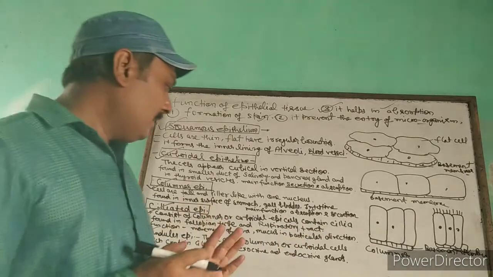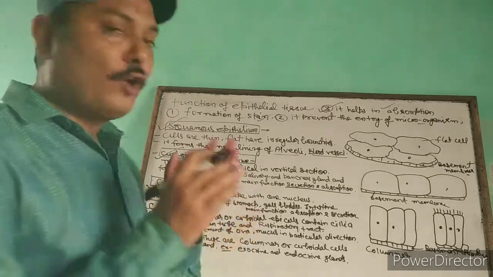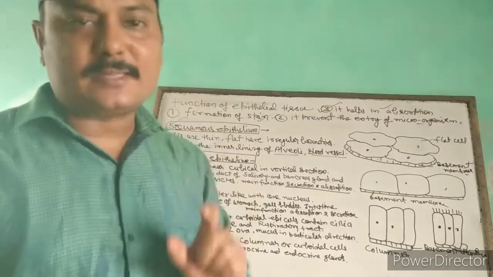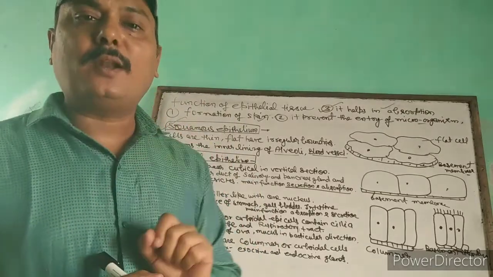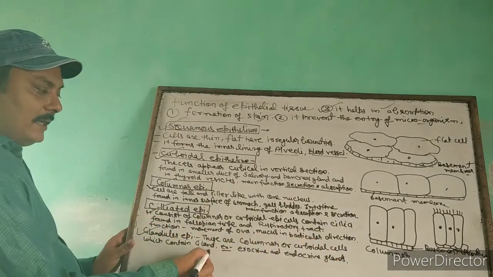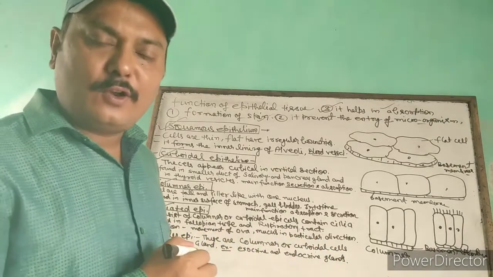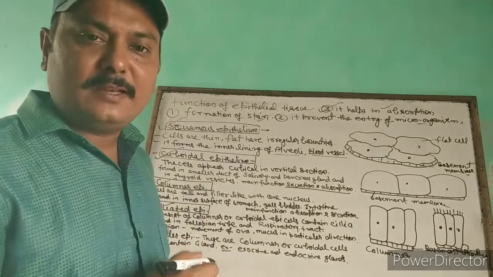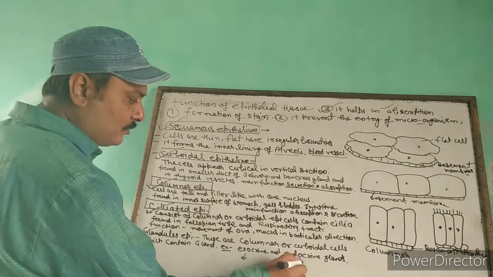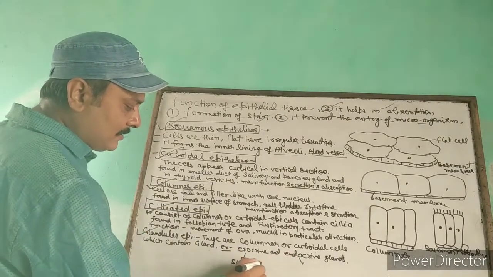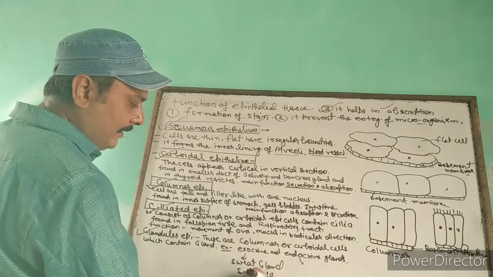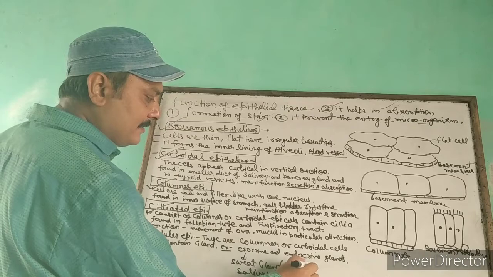Glandular epithelium is a modification of columnar and cuboidal, but the difference is that we usually find a gland inside it, then it is known as glandular epithelium. So these are columnar or cuboidal cells which contain gland. Examples of glandular epithelium are exocrine gland and endocrine gland. You know exocrine gland? Exocrine gland like sweat gland, salivary gland, and endocrine gland like pancreas.